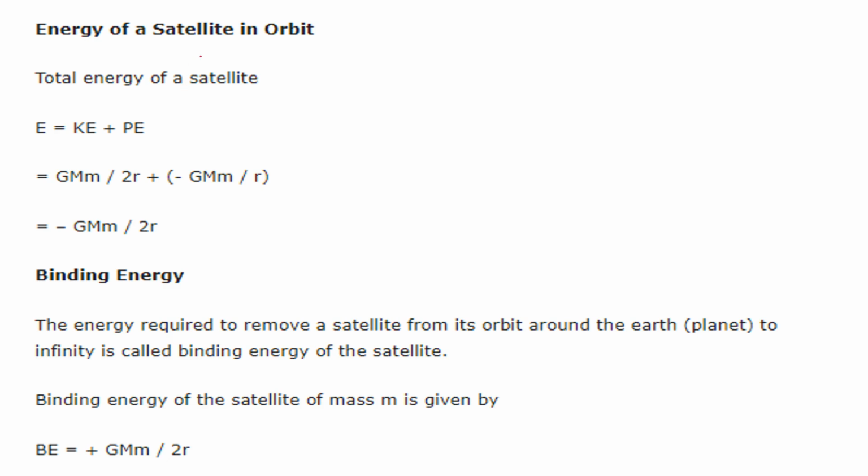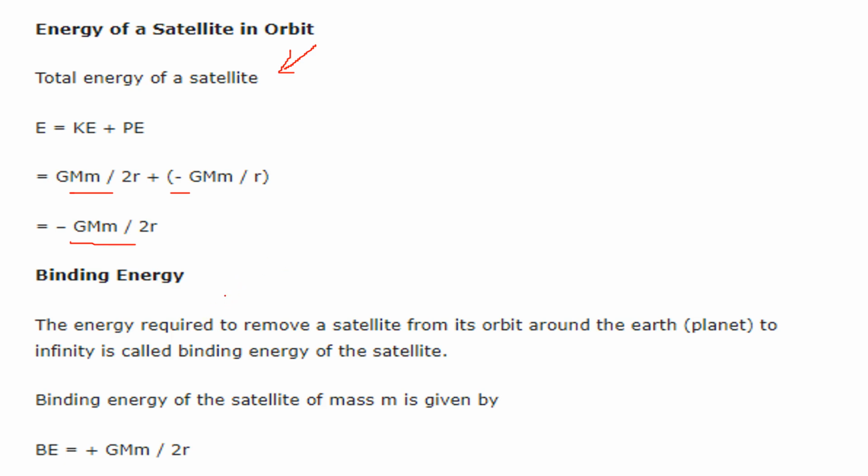Energy of satellite in orbit. What is the total energy? Everywhere we always talk about the kinetic energy and potential energy. So we know by now that the kinetic energy is G capital M small m by 2r. Potential energy always is negative, so minus G capital M small m by r. When you combine them, you get minus G capital M small m by 2r.